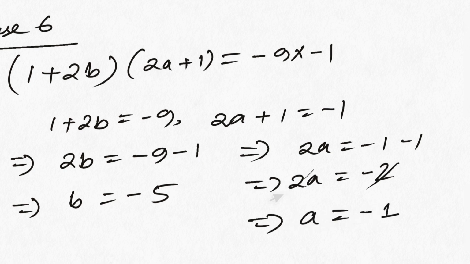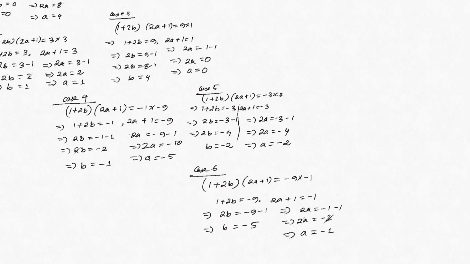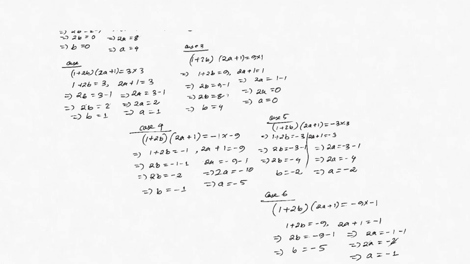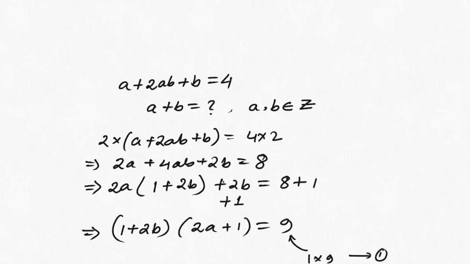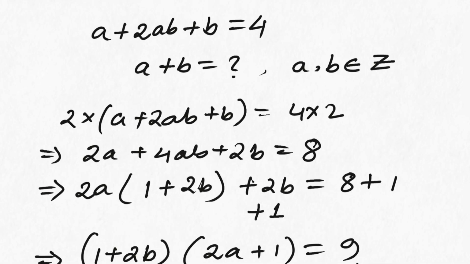And there we go. We have found all the possible integer values for a and b that satisfy our original equation. I really hope this step-by-step breakdown made perfect sense to you.